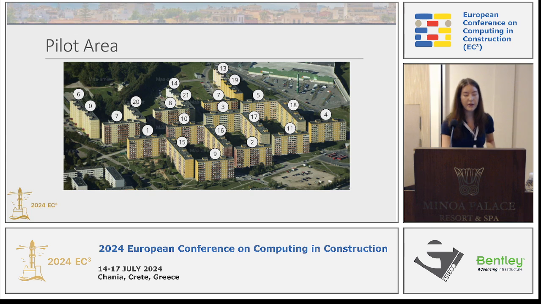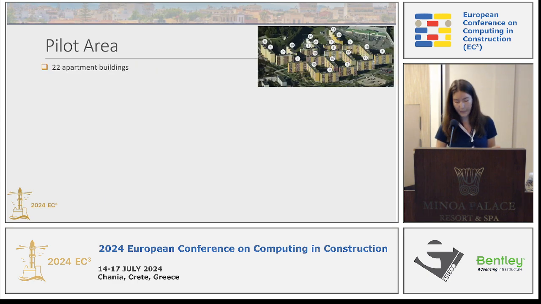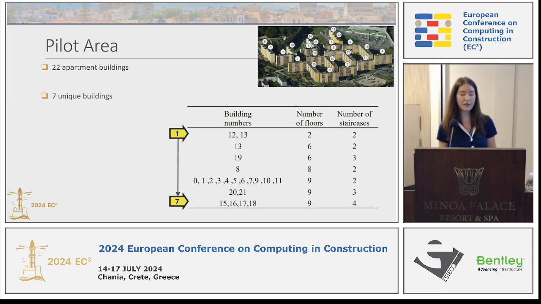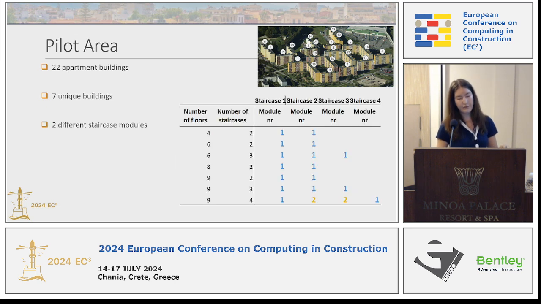So for this, we chose a pilot area. This is a pilot area in Estonia, in the city of Tartu. There are 22 apartment buildings in the area. Out of these 22 apartment buildings, we actually have only 7 unique buildings if we look at the number of floors and the number of staircases. And if we look even more closely, we can see that those 7 unique buildings can be made up from only 2 different staircase models. So if we know the number of floors and we know the number of staircases, then all we need is the geometry for the 2 models, and we can just build up the buildings from there.